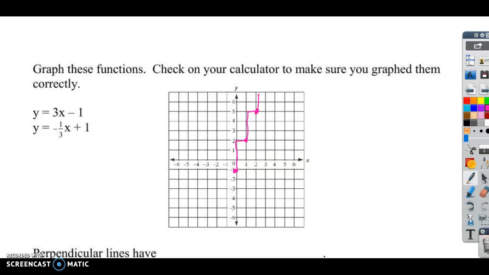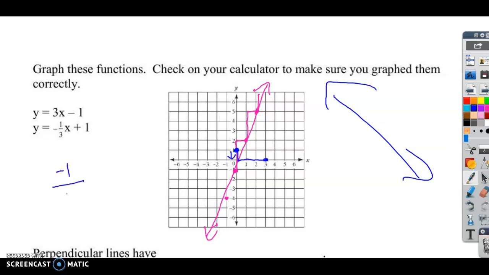So 1, 2, 3. Good enough. Okay. Now, the next one has a different slope. It's got a y-intercept of 1, so I'll use a different color, blue here. My y-intercept is now 1, and my slope is negative, so it's going to be going downhill, right? Down 1 over 3. I'm going down 1, and over 3. That will give us a negative 1/3.